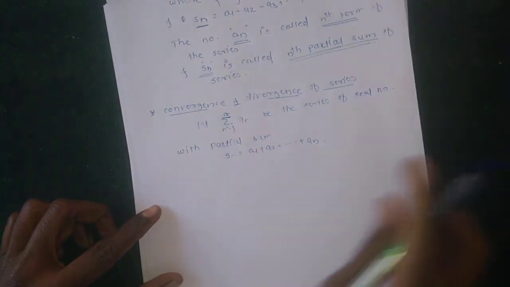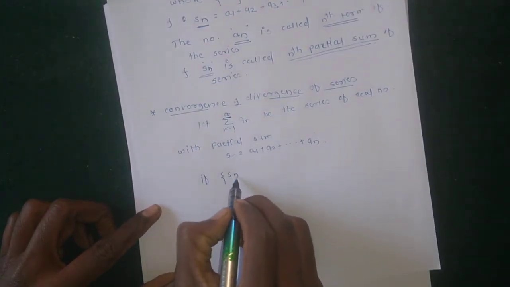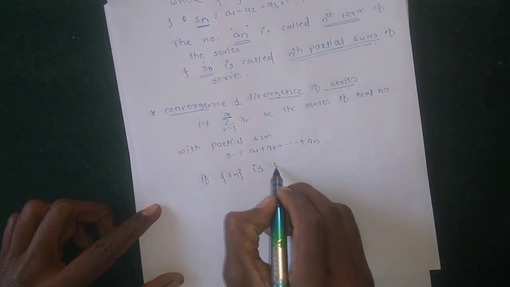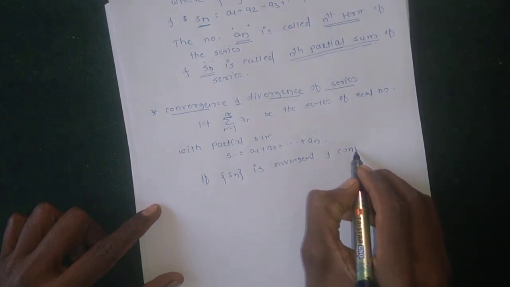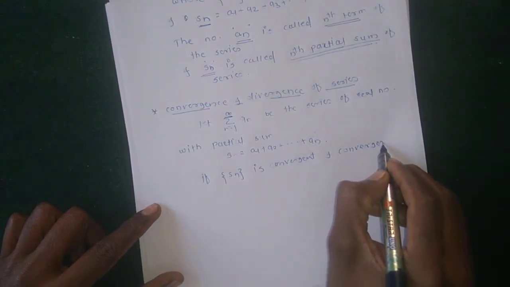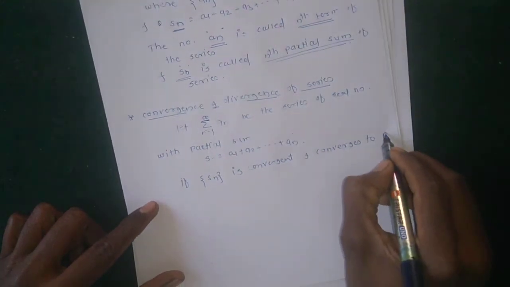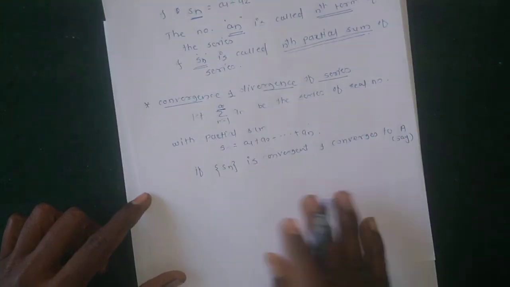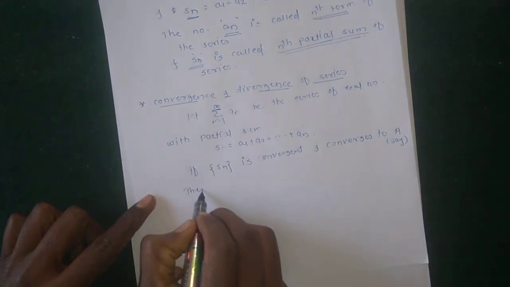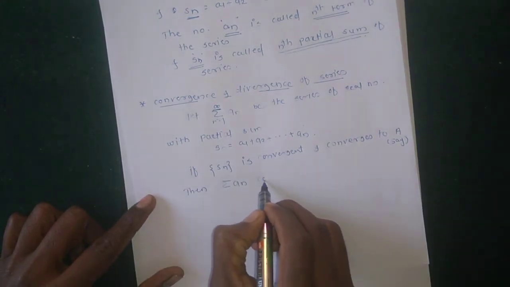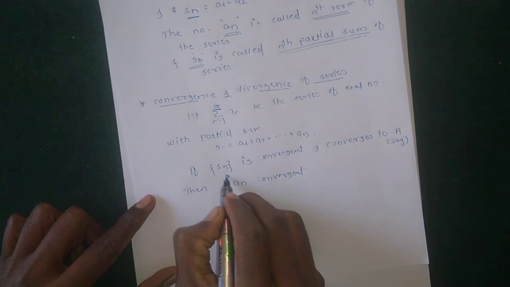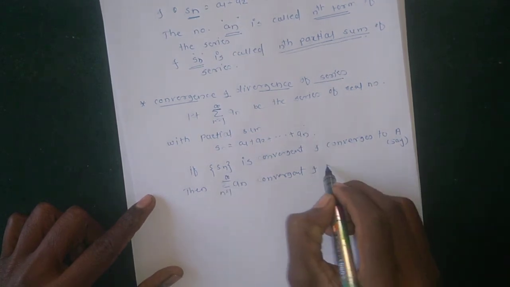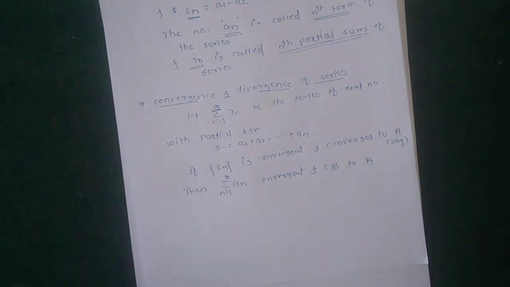Given that if this sequence Sn is convergent and converges to a limit, suppose A, then the series An, where n runs from 1 to infinity, is also convergent and also converges to A.